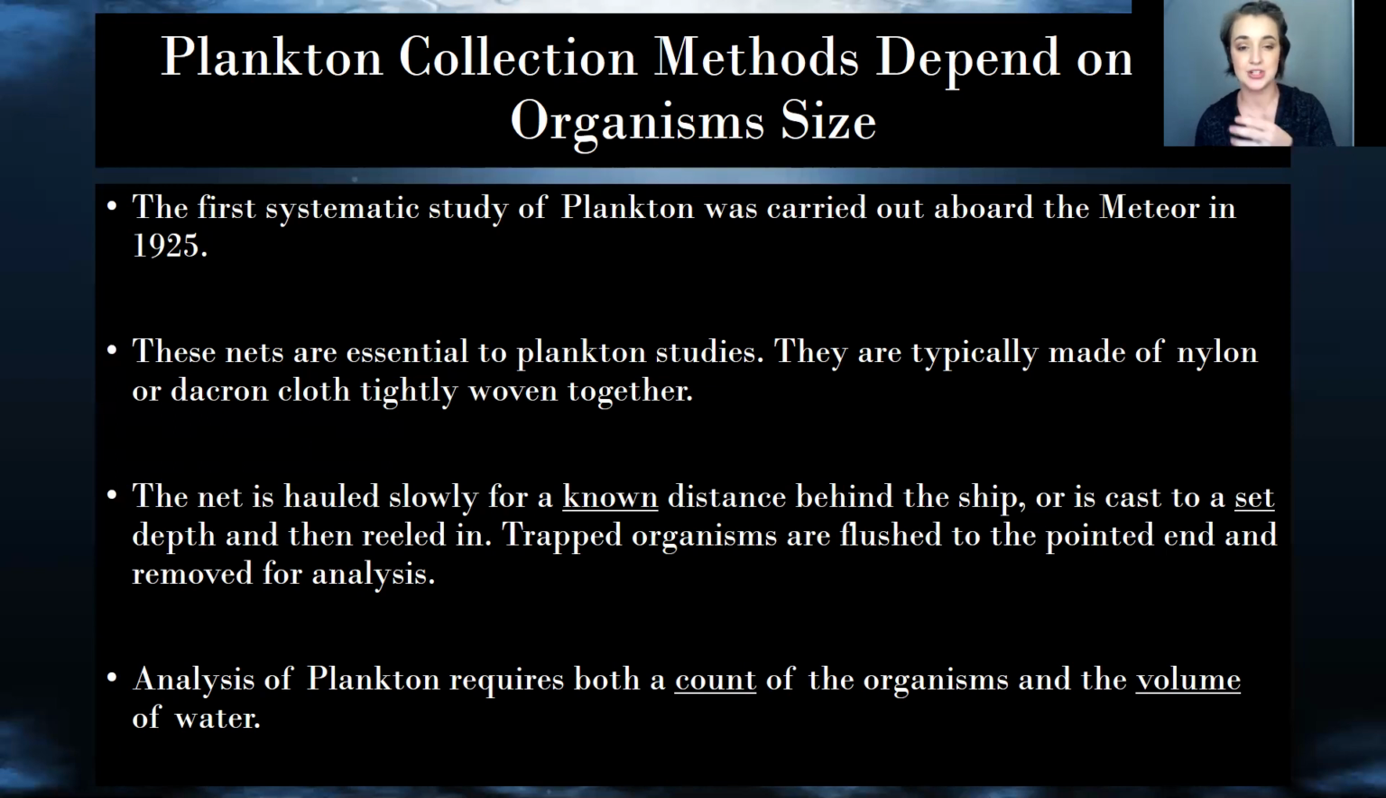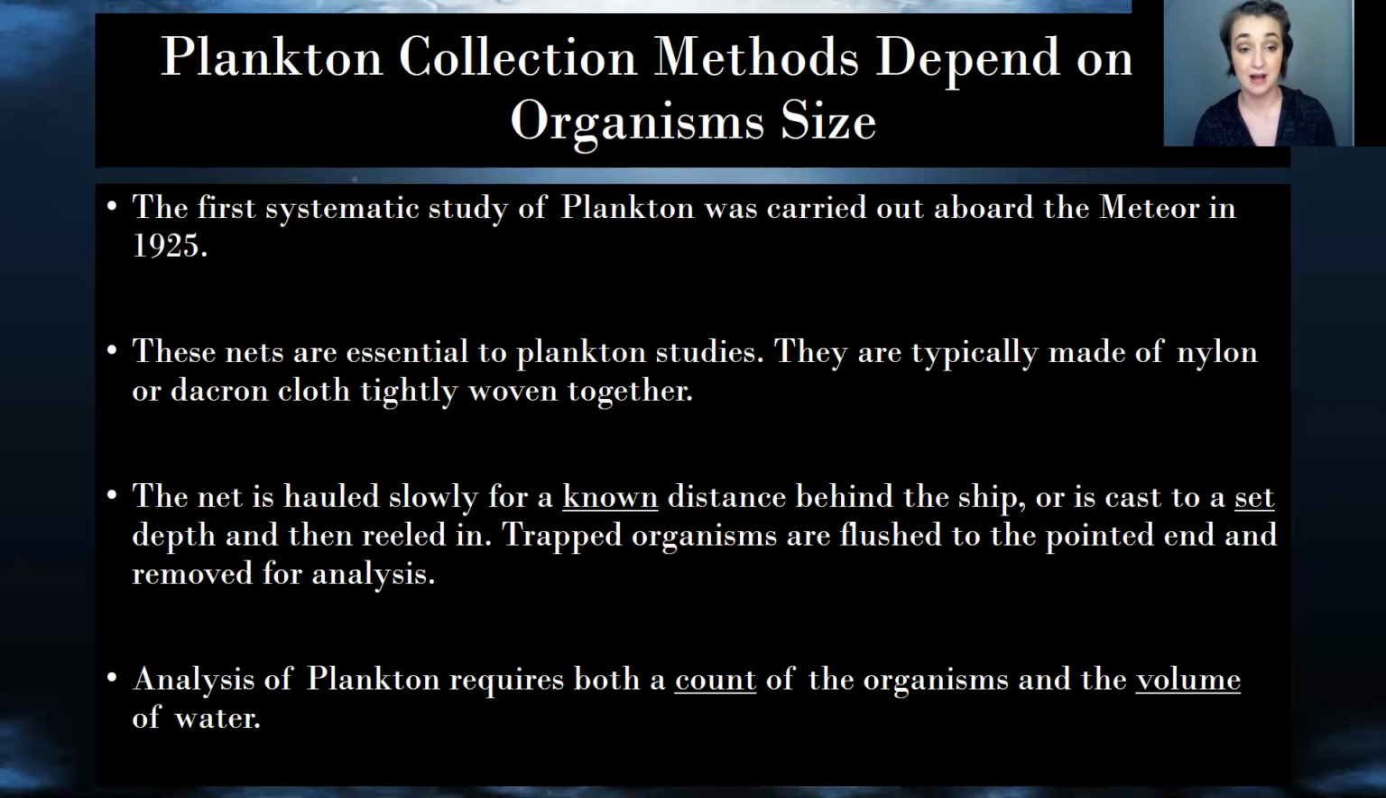Using this net, I think I have some pictures on the next slide as well, it is almost a cone shape. And so what happens is all of those teeny tiny little organisms funnel down into the pointed end of the cone, which essentially just has a cup that they'll unscrew, and then they'll have all these thousands of organisms in it that they can remove for analysis, put under a microscope and see what they've got. And again, very accurate data still has to be used so that they're able to determine where and how many there are.